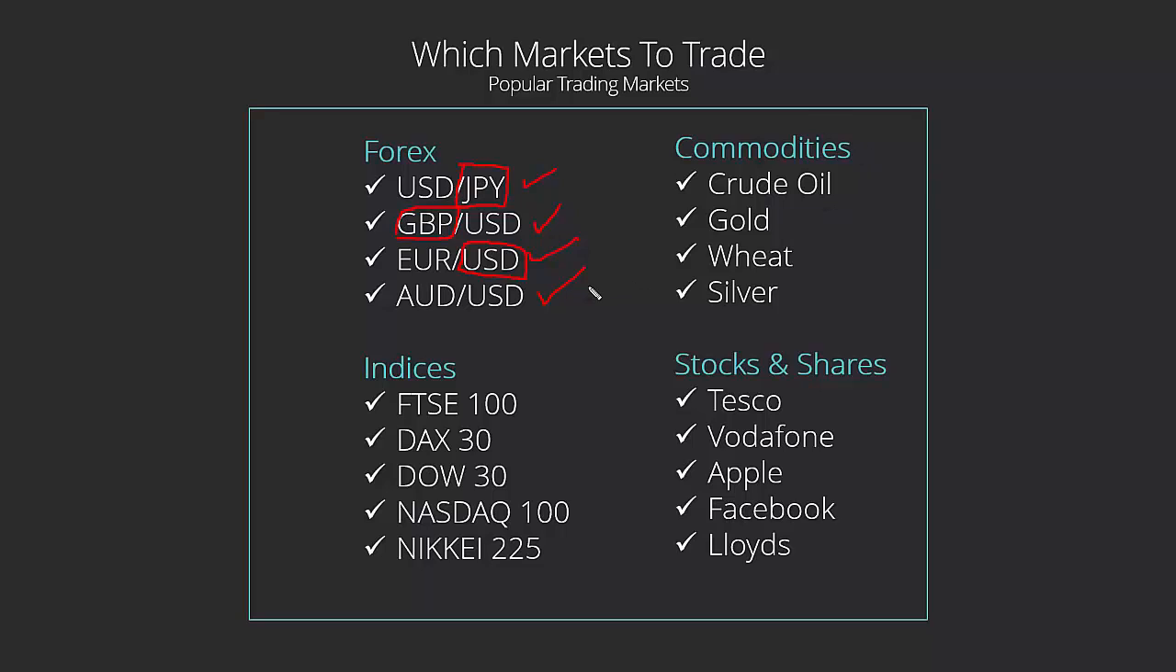So moving on, we've got indices, the main ones that people like to trade: obviously in the UK, the FTSE 100, the DAX 30, which is in Germany, the Dow 30, which is in the US, the NASDAQ 100, which is the tech index in the US, and the Nikkei 225, which is the Japanese stock exchange. My personal preference is the DAX and the Dow. I really like those two markets. I've traded those now for a good 10 to 12 years, if not more. They are good markets because there's good volatility, the spreads are nice and tight, and they're a great day trading vehicle.